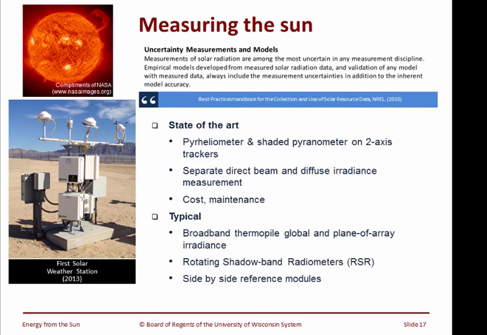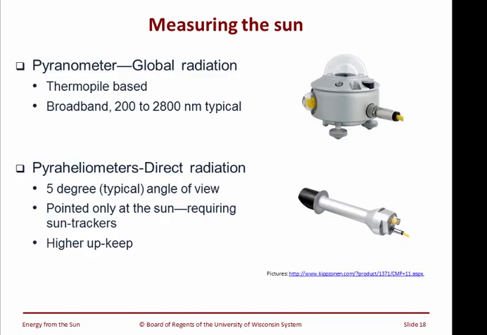What is more typical for PV installations is to use broadband thermopile pyranometers, both global, which is to say flat, and in the plane of the array. Also, rotating shadowband radiometers are sometimes used, and more recently, side-by-side reference modules are used to measure both the spectral impacts and also the effect of soiling. Some of the devices for measuring the sun are shown in this slide.